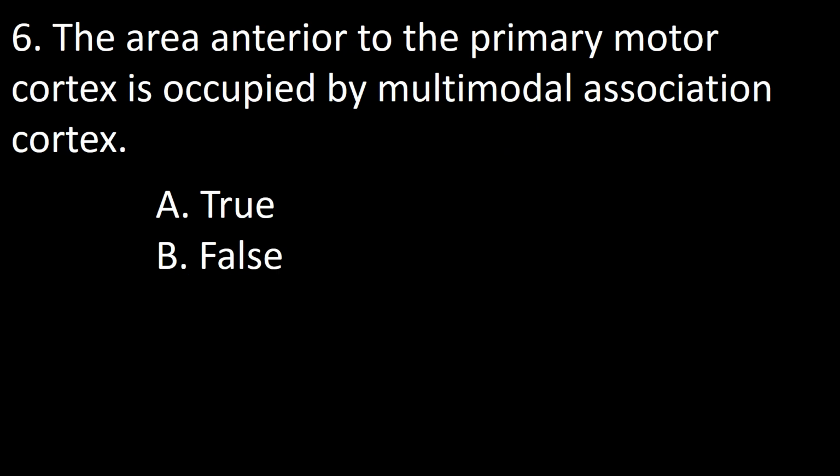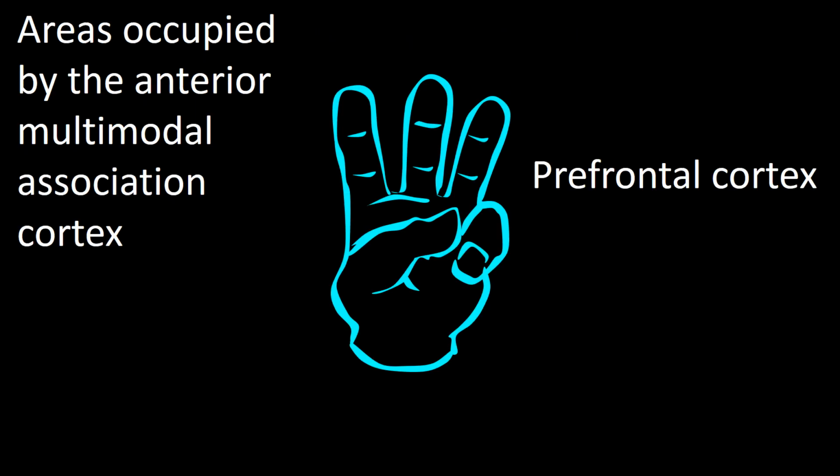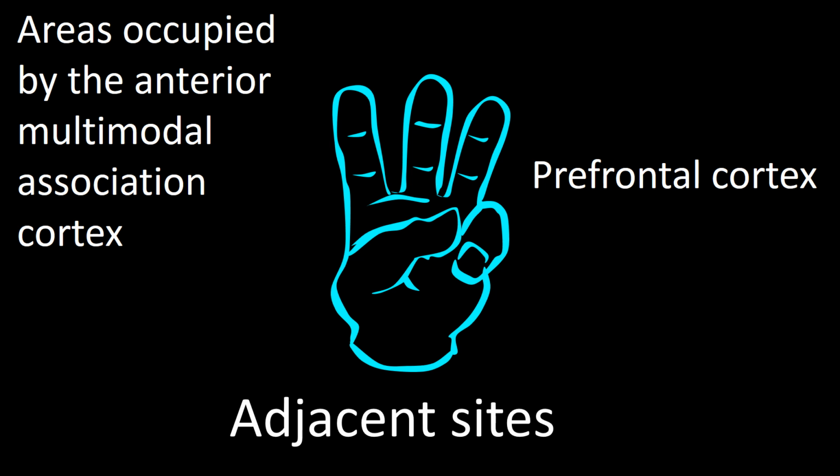Next question. The area anterior to the primary motor cortex is occupied by the multimodal association cortex. A true, B false. As we have already mentioned, the area occupied by the anterior multimodal association cortex is also called the prefrontal cortex. The prefrontal cortex occupies three frontal regions, as we have also mentioned before. These areas are adjacent to each other, thus greatly interconnected.